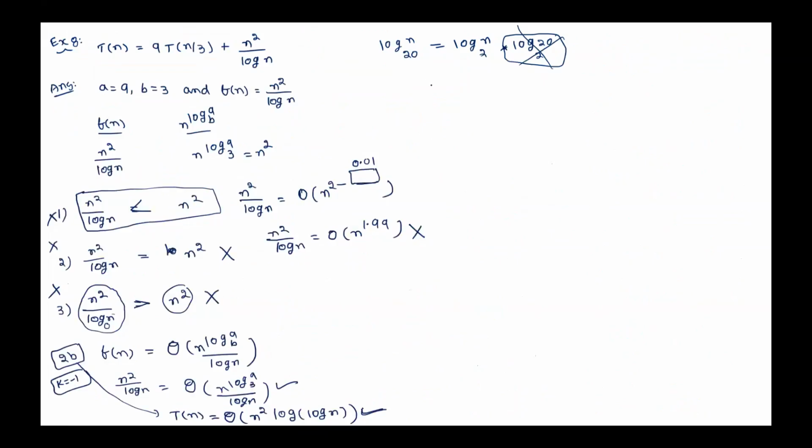Now, another example. T of n is 9 times T of n by 3 plus n squared by (log n) whole power 5. What is the answer? What is the answer?